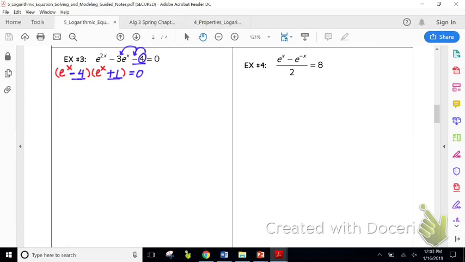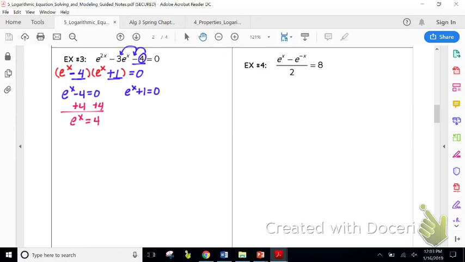So what can I do when I have two things being multiplied set equal to 0? Yes, set them each equal to 0. So e to the x minus 4 equals 0, and e to the x plus 1 equals 0. So let's solve. E to the x minus 4 equals 0. How? Yeah, add the 4 over. So e to the x equals 4.